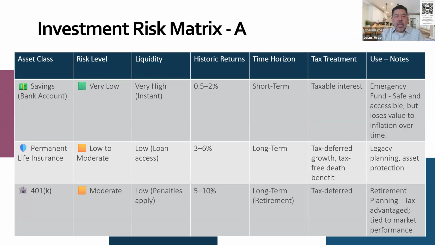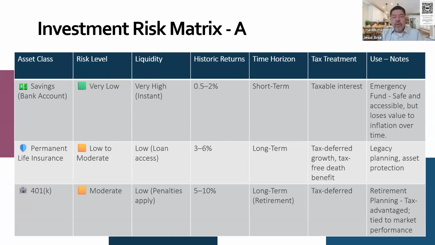We'll start off with savings accounts, basically a bank account. The risk level tends to be very low, and it has high liquidity. Historic returns tend to be around 0.5 to 2%. The time horizon is short, and the tax treatment is that you are taxed on any interest that you earn.